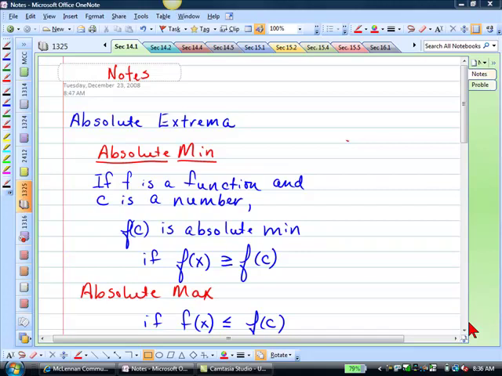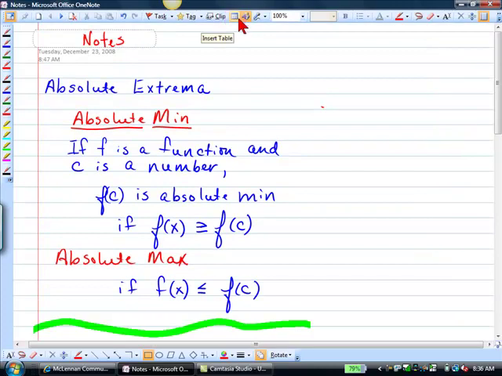Okay, we're talking about absolute extrema, and there's a couple of things to write down if you're writing. If f is a function and c is a number, then f of c, and what you really need to have in your head, f of c means the y value that's attached to c. It is an absolute min if f of x is greater than or equal to f of c. That means if the rest of the function is greater, then that thing's got to be a min.